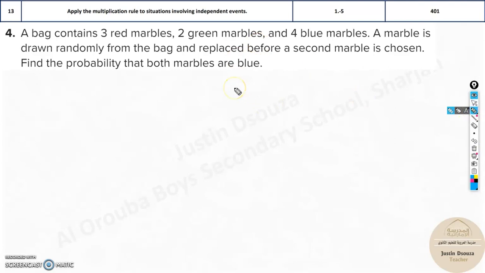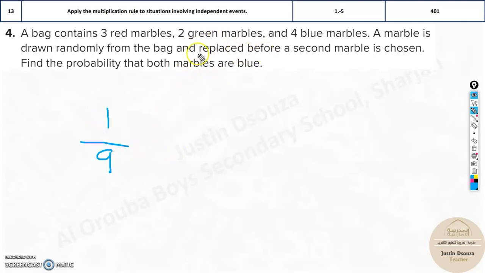We will do this one, the last one over here, because then they are all similar. A bag contains 3 red marbles, 2 green and 4 blue marbles. A marble is drawn randomly from the bag and replaced before a second marble is chosen. You see, this is very important. Find the probability both are blue marbles. Let us understand this. Total number of marbles: 3, 5, 9. What is being chosen? Blue marble, right?